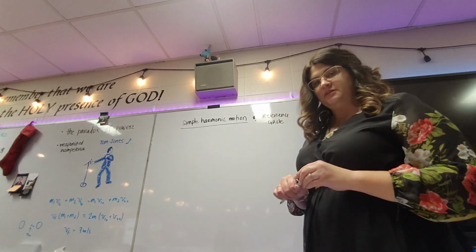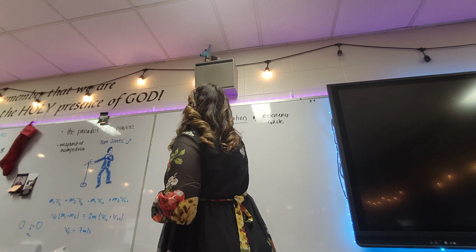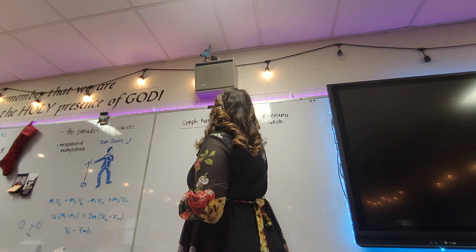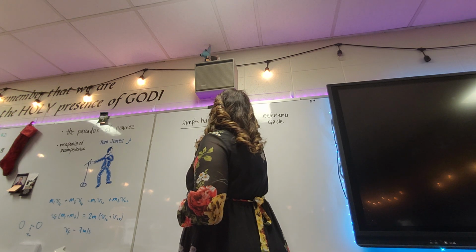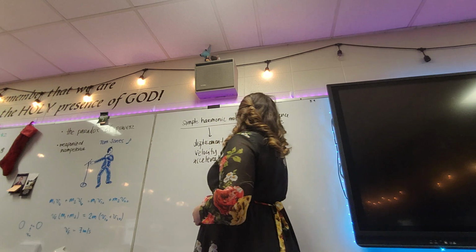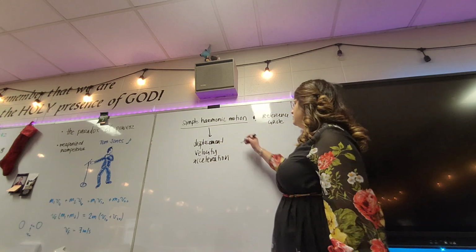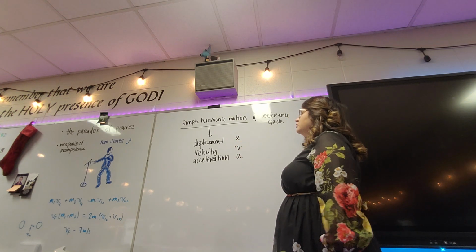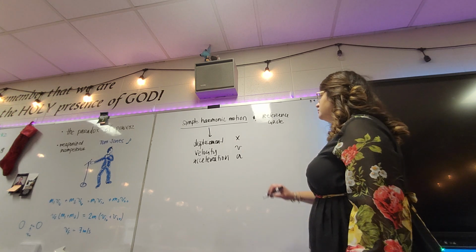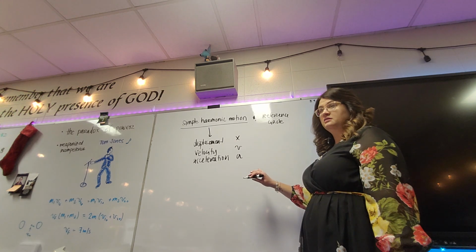Simple harmonic motion has 3 different variables: displacement, velocity, and acceleration. Now, these are just like our variables that we have used before. Displacement, we use x, velocity v, acceleration a. When we're talking about these variables, though, in regard to simple harmonic motion, we have different variables.